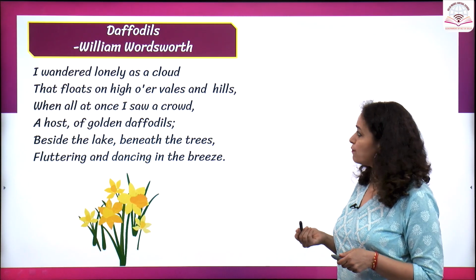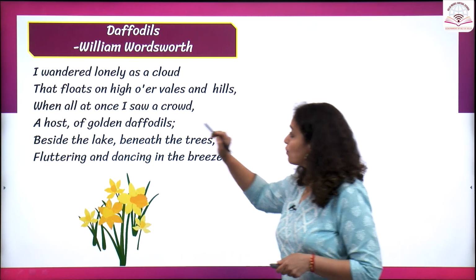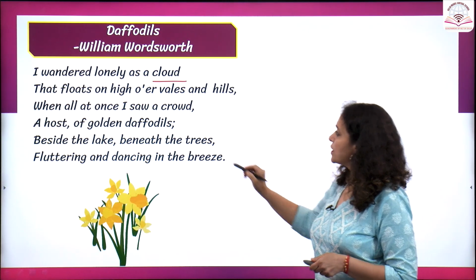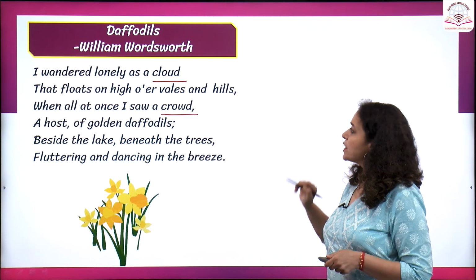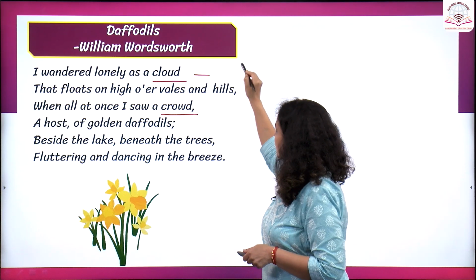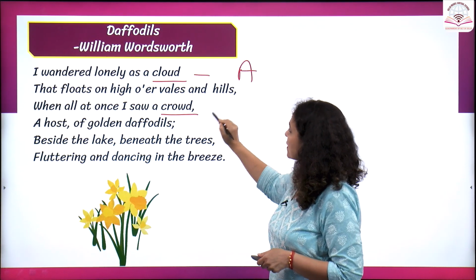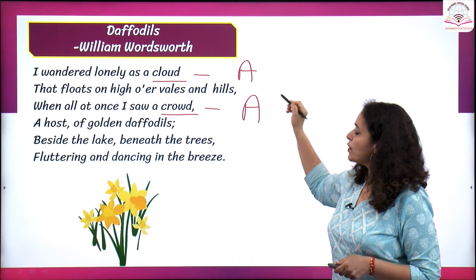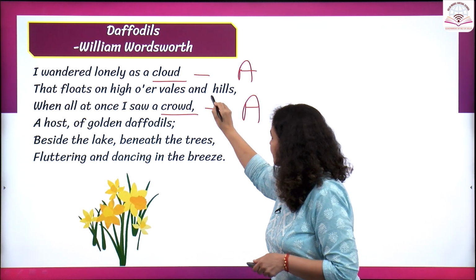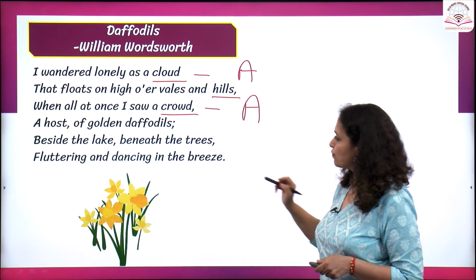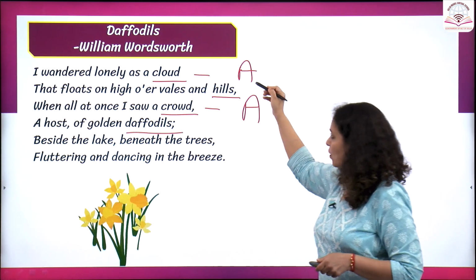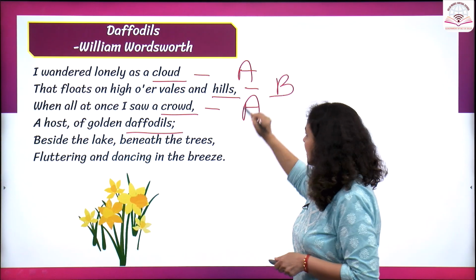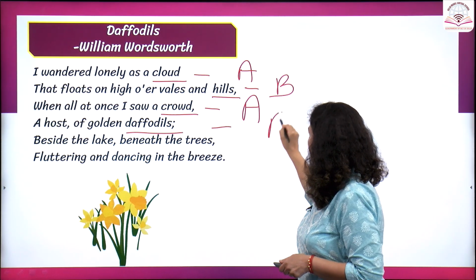Now students, if we see, the last word of the first line is cloud and it rhymes with the last word of the third line, that is crowd. So I'll write for cloud A, and for crowd also A, because these are rhyming words. Moving on to the second line, we have the word hills, and the last word of the fourth line is daffodils. Obviously these words are rhyming, so I'll write hills as B and for daffodils again B.